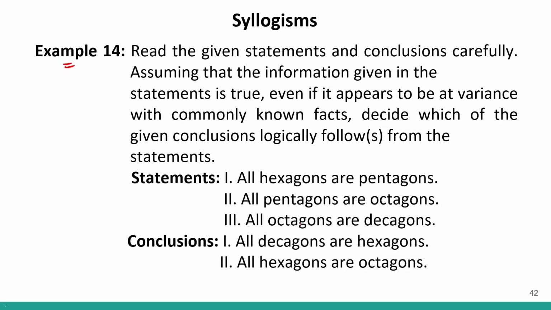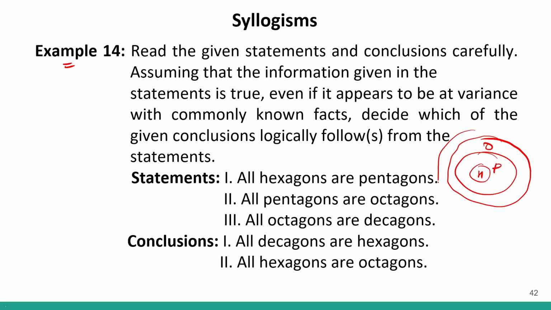Example number 14, 3 statements, 2 conclusions. Let us solve. Statement 1 says all hexagons are pentagons. Statement number 2 says all pentagons are octagons. Statement number 3 says all octagons are decagons. So all hexagons are pentagons, all pentagons are octagons, and all octagons are decagons. So this will be the Venn diagram.